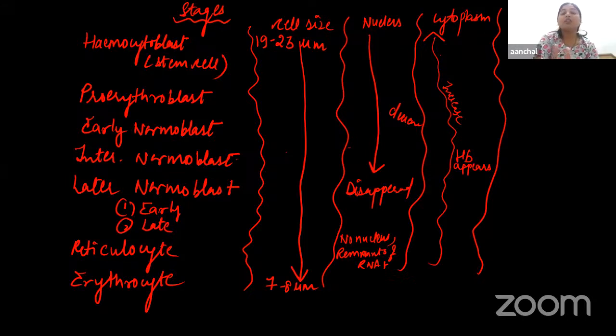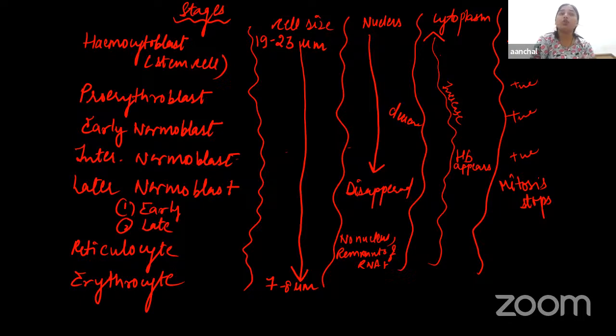Okay, now talking about division. As we know, RBC doesn't have a nucleus, so where there is no nucleus, there will be no division, right? So division will be present till the intermediate normoblast, but as the nucleus finally disappears in the late normoblast, the mitosis stops here. Otherwise it is present in all the stages. So this is all about the stages of erythropoiesis, and this is a very important slide.